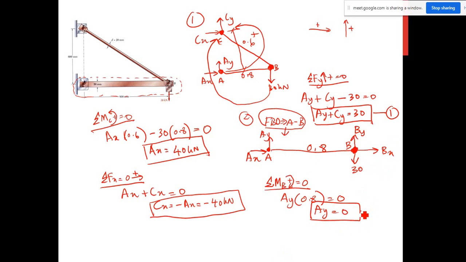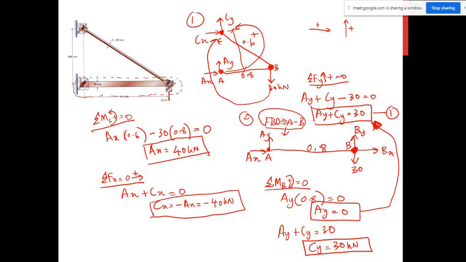From that, you can substitute the value of AY into equation 1. So we have AY plus CY equal to 30. So CY is equal to 30 kilonewton. Okay, so that is the CY.